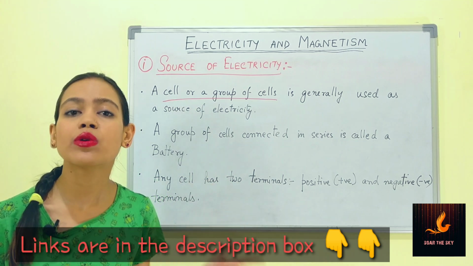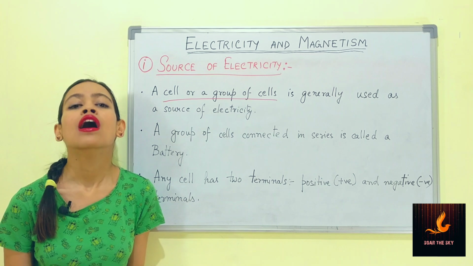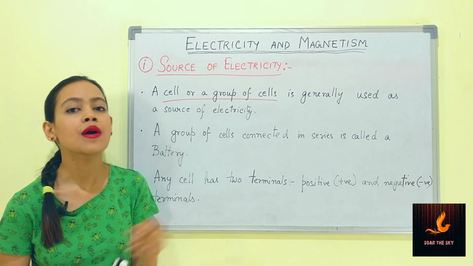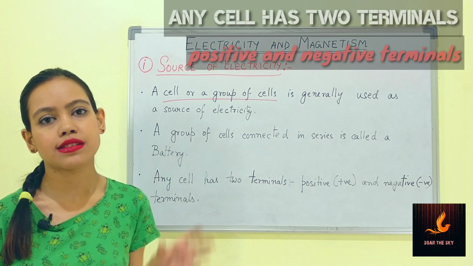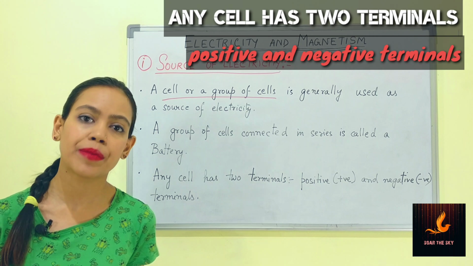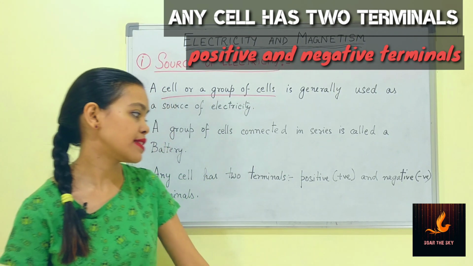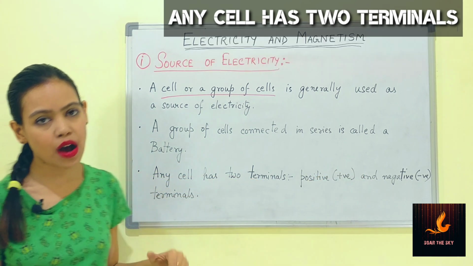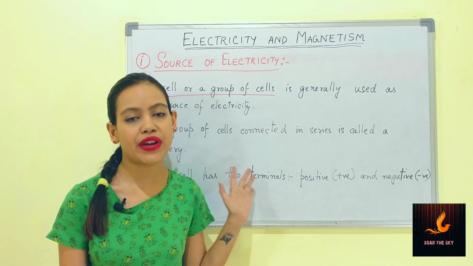When two or more cells are connected in a series pattern, they form a more powerful source, and that is called a battery. The third point is that any cell, whether it's a single cell or multiple cells forming a battery, will have two terminals, that is positive and negative terminals. Now we will come to the symbols of this particular point, that is, source of electricity.